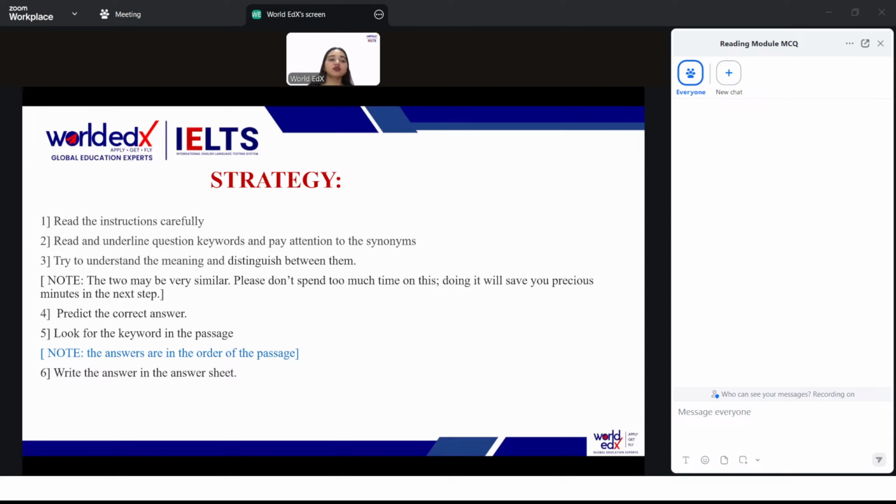The next one is look for the keywords in the passage. Each and every question has certain keywords that will lead you to the correct answer. So make sure that you are able to look out for those keywords. And since the answers are in order, half of your battle is already won. You don't really have to figure out from where the information has been taken. If you find the correct answer for the first one, you know the next one is coming just below. And then the last one is to write the answer in the answer sheet.